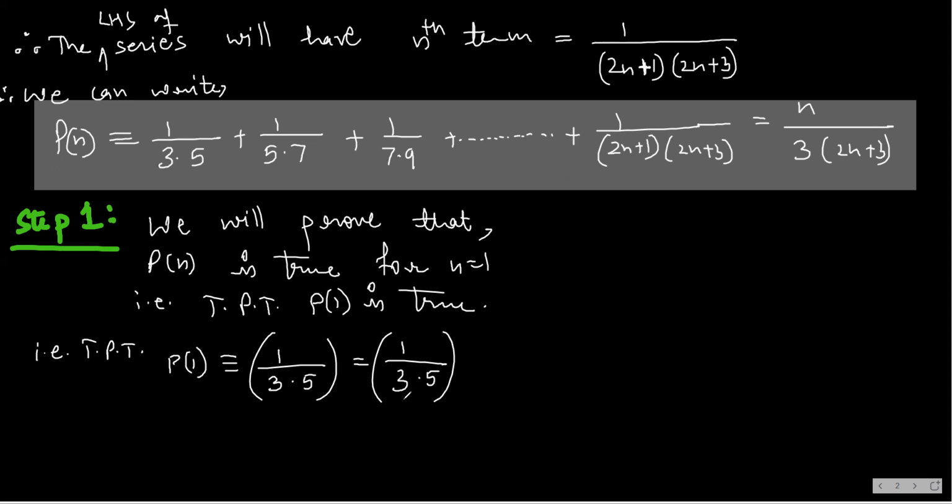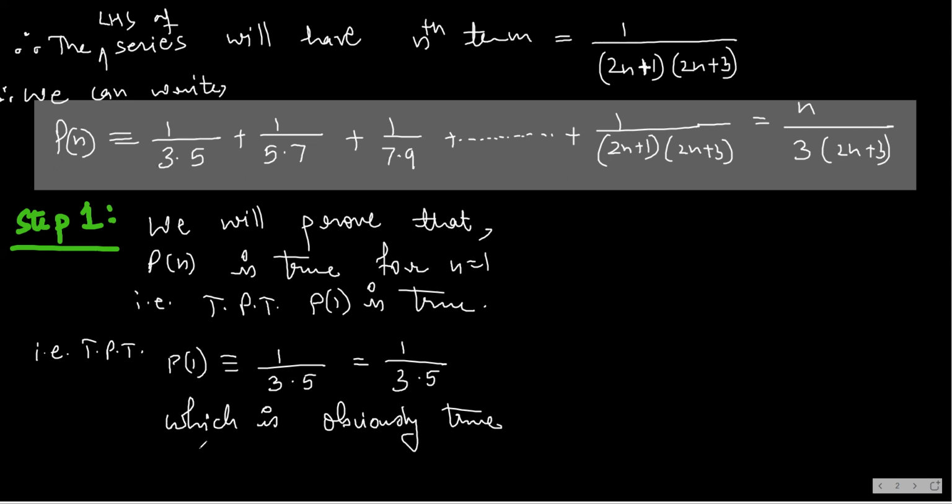So here I will write, see, this is what I had to prove. But when I actually see this, I notice that it is true. I see that there is no requirement to be proved, because as such, left hand side and right hand side are equal. So here I write, which is obviously true. Therefore, P of n is true for n equals to 1.